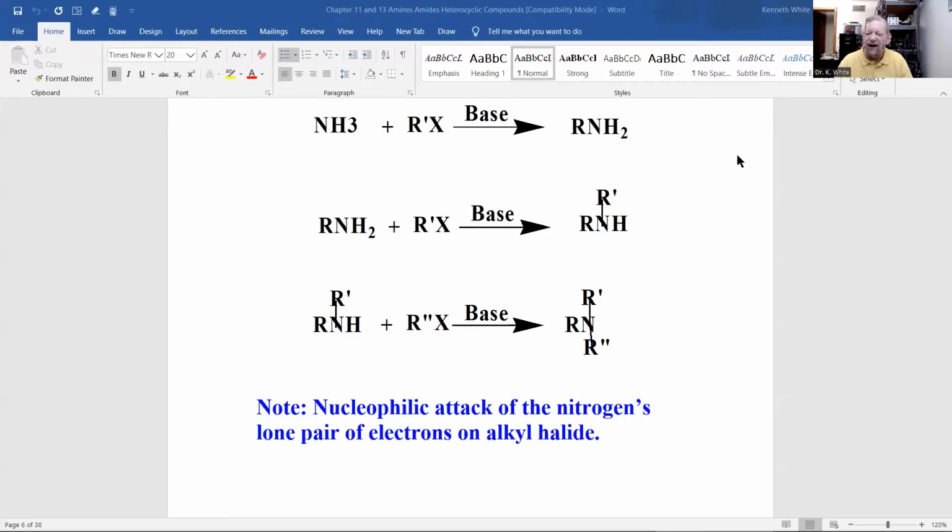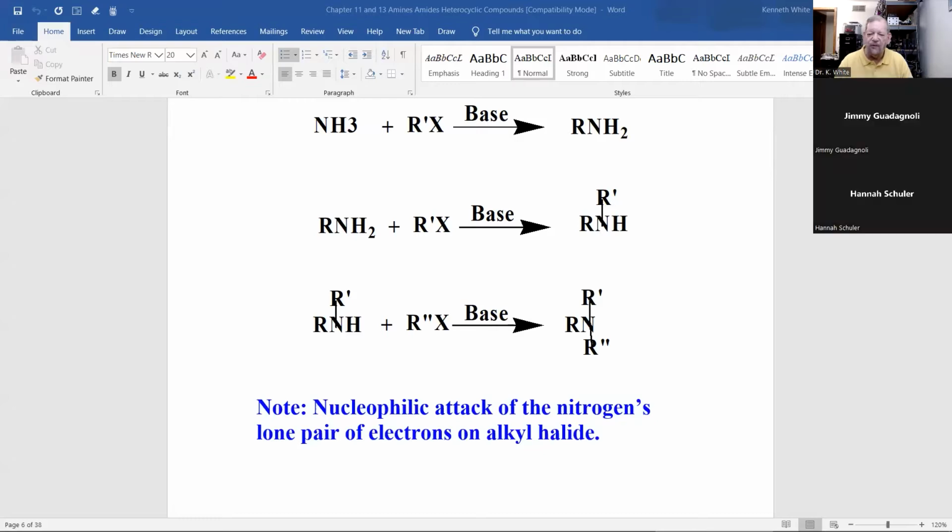All right. Now, we went through primary amines. Take a primary amine, react with an alkyl halide, alkylation. You make a secondary amine. If you take a secondary amine and you react it with base and alkyl halide, you make a tertiary amine. And I did this yesterday.